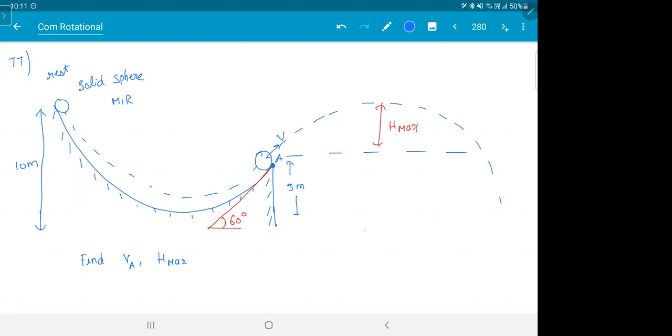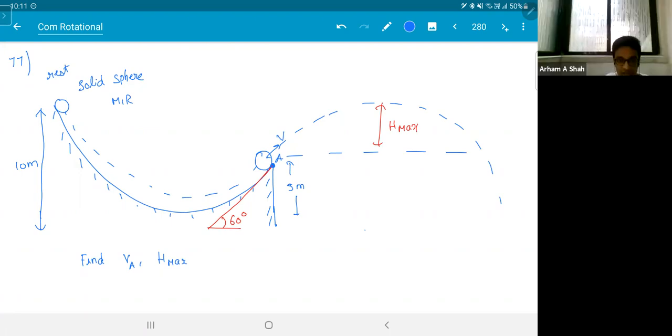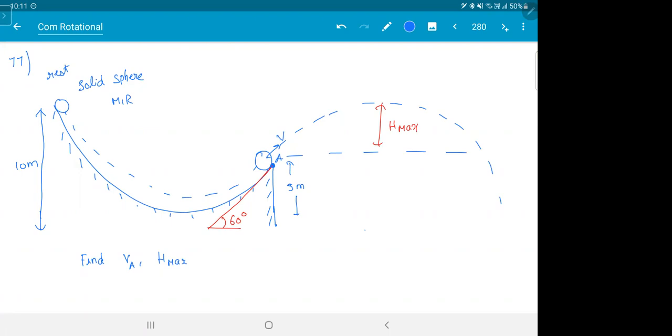Hope everyone got the speed. What is the speed? 500 by 7. Oh, you got such a bad answer. Okay. H max. Try. In case they ask you in the exam, H max from the ground, you'll add 5 plus H max. So try. 2 more minutes, everyone. Everyone should give it a try.